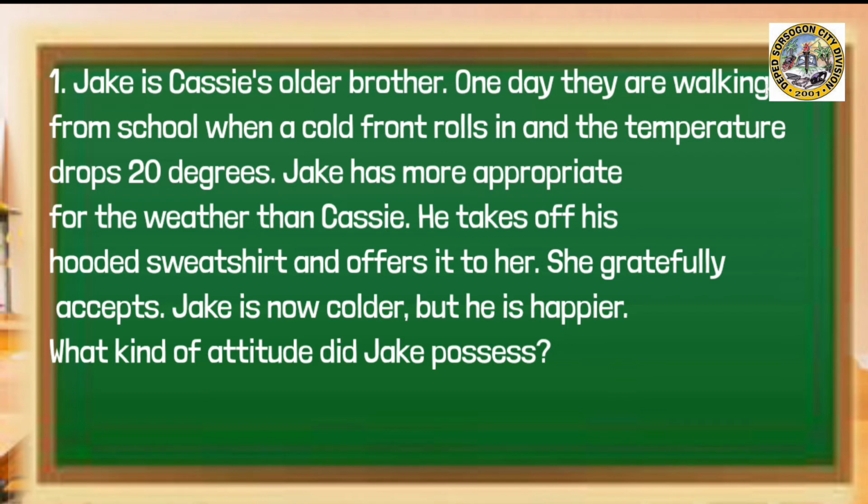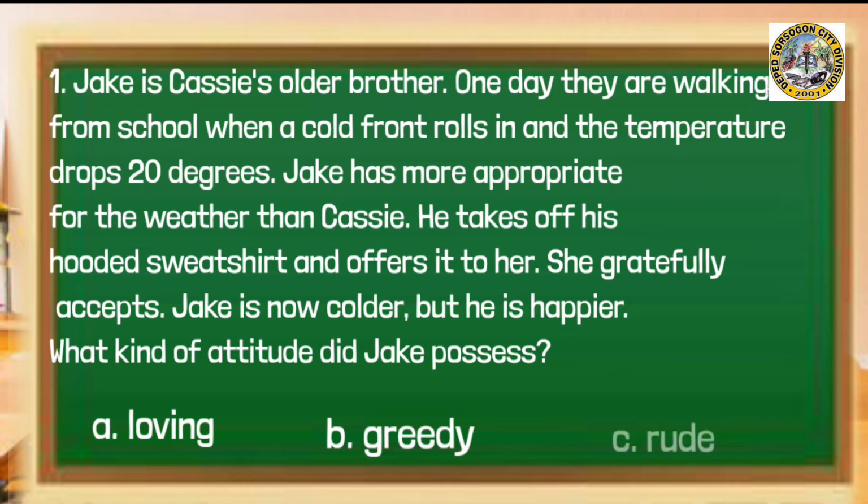Jake is Cassie's older brother. One day, they are walking home from school when a cold front rolls in and the temperature drops 20 degrees. Jake is dressed more appropriately for the weather than Cassie. He takes off his hooded sweatshirt and offers it to her. She gratefully accepts. Jake is now colder, but he is happier. What kind of attitude did Jake possess? Letter A, loving. Letter B, greedy. Letter C, rude.